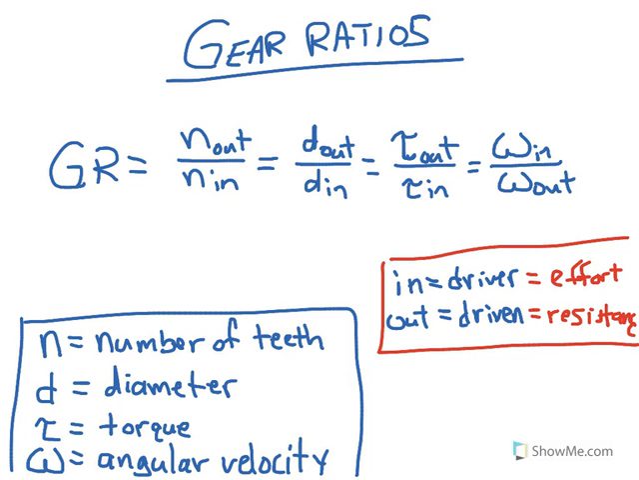So memorizing this is important. Some previous students have said N_out over N_in equals D_out over D_in equals tau_out over tau_in. And then you just have to remember angular velocity is the opposite of those. That's gear ratio, which equals omega_in over omega_out. I'm just going to highlight this last one because it is, once again, a little bit different.